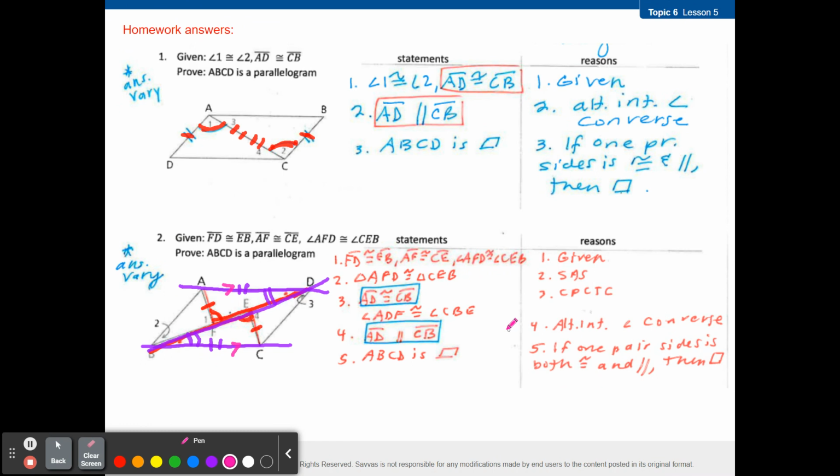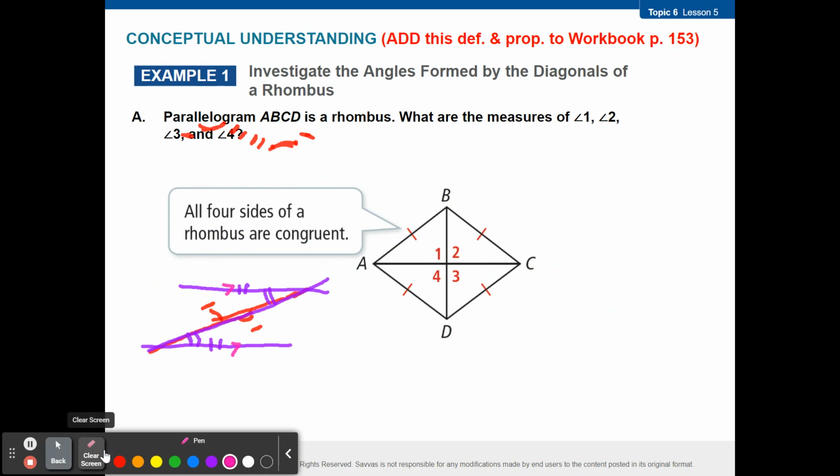In your companions, please turn to page 154. We're going to start there. I'll do the backside on your own a little later. Okay, so conceptual understanding. We're going to add this definition and property to the workbook. If you want to add it, I think it should be on your foldable, but double check.